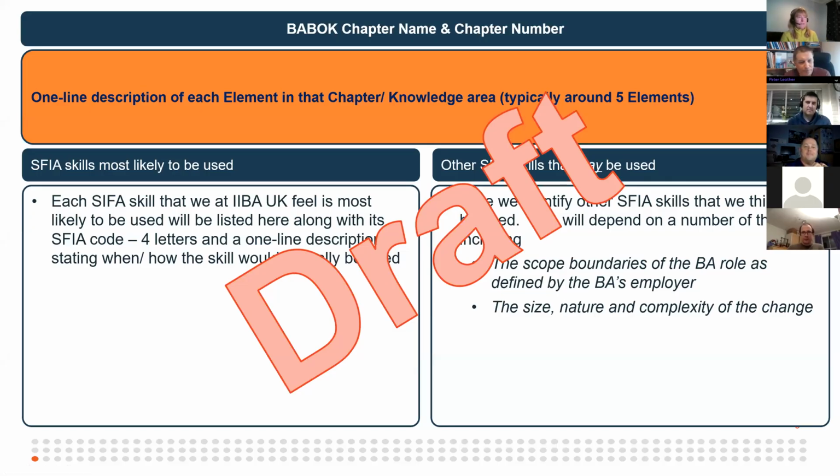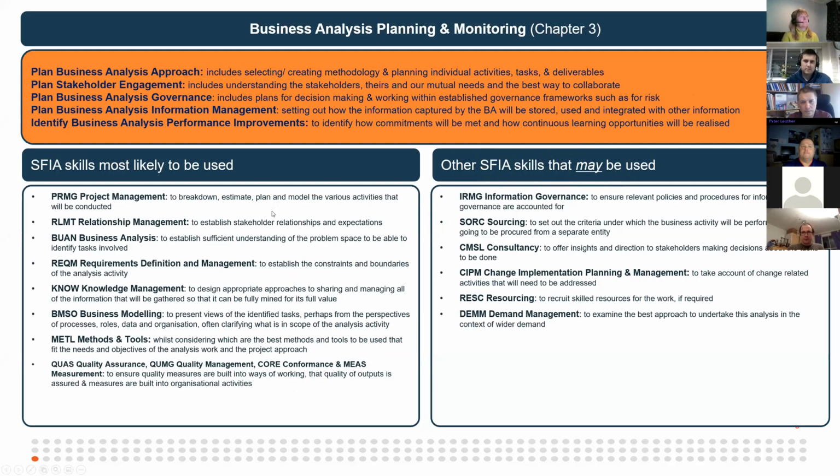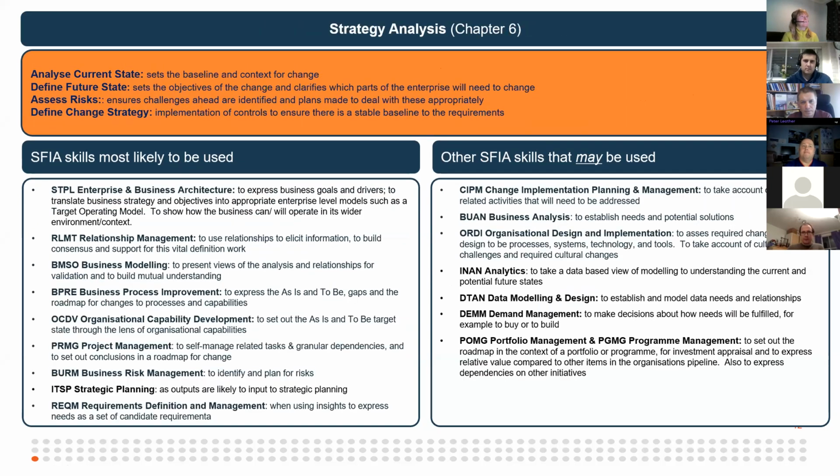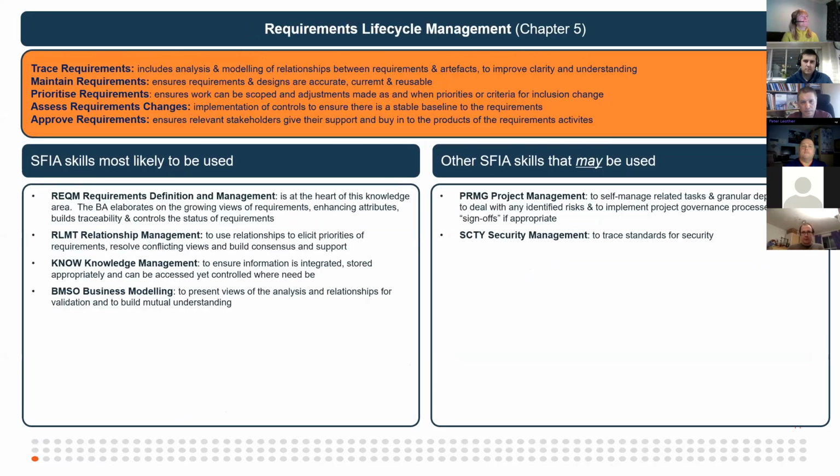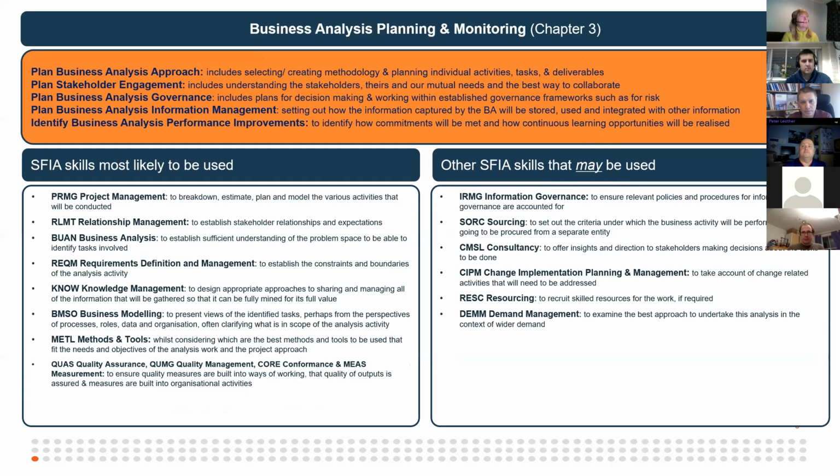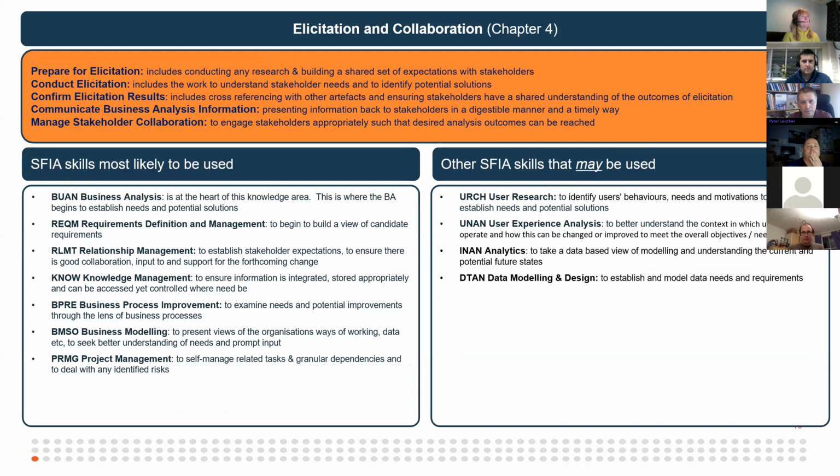So I'm just going to show you briefly now what the mappings look like, and the aim is just to introduce these to you, and then we'll make them available so you can have a closer look over slow time. There's six, so you're going to see them just appear briefly, all six of them on the screen. There's six, one for each different knowledge area of the BABOK, and the one we thought we would show you tonight in particular, and give you the chance to really take in and maybe ask questions about, is chapter 4, elicitation and collaboration, because it's very much at the heart of what a BA does.